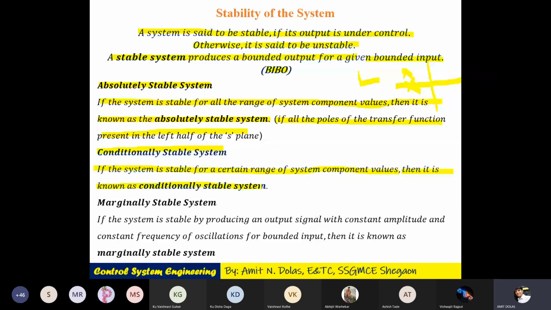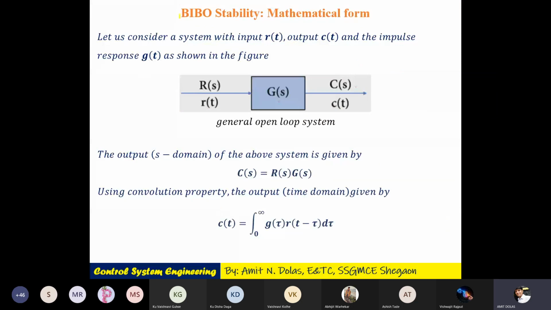If the system is stable by producing an output signal with constant amplitude and frequency of oscillation for bounded input, then it is called marginally stable. Of course, these are the definitions. We'll see examples of these definitions. Then what is a BIBO system? BIBO stable system, mathematical form.